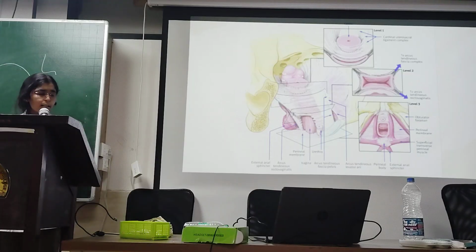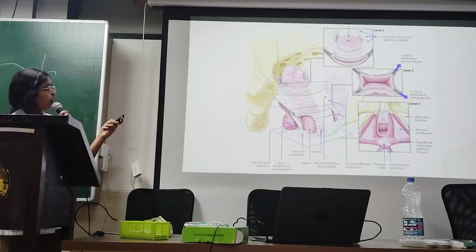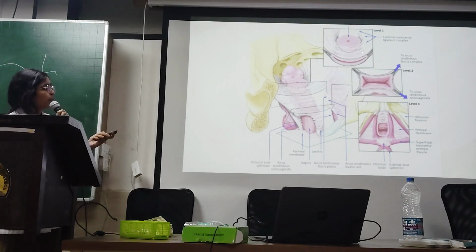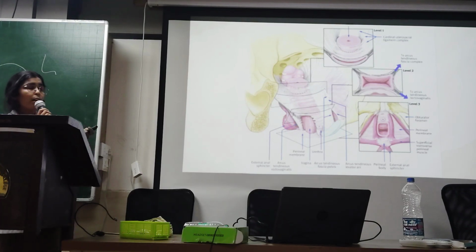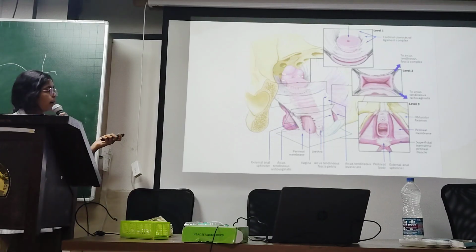There's a system, DeLancey's 3-level system, which is worldwide accepted for the causes of uterine prolapse. It is divided into 3 levels. In level 1, we have the cardinal-uterosacral ligament complex. In level 2, we have the arcus tendineus fascia pelvis and the fascia covering the levator ani muscle. And in level 3, we include the perineal body and the urogenital diaphragm. Now, according to the system, the weakening of any of these 3 levels or all of these 3 levels leads to uterine prolapse.